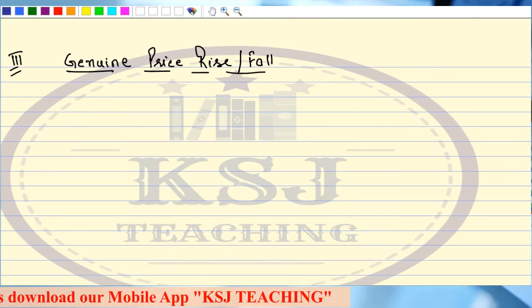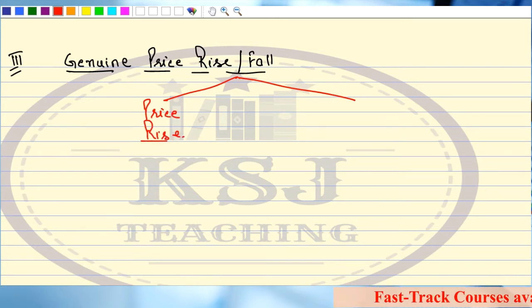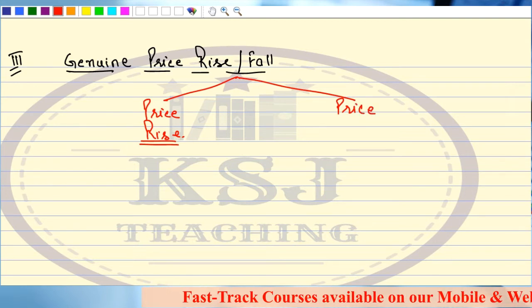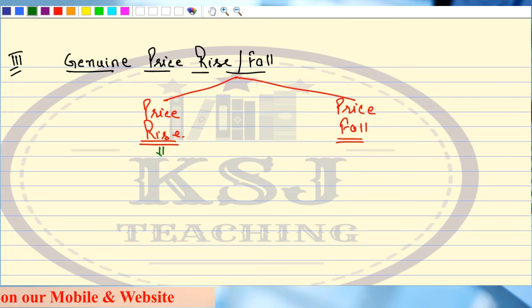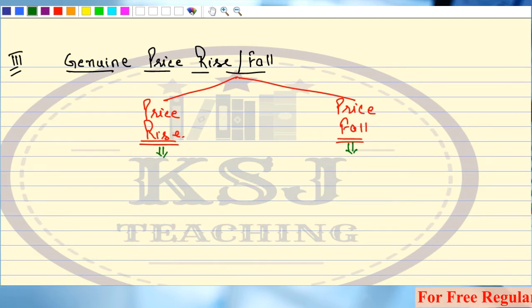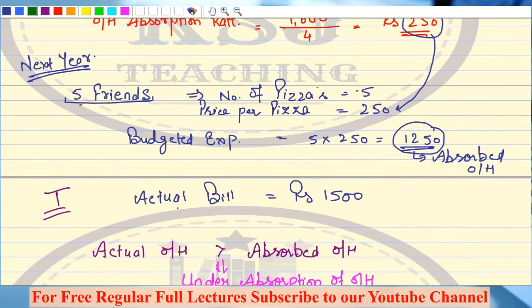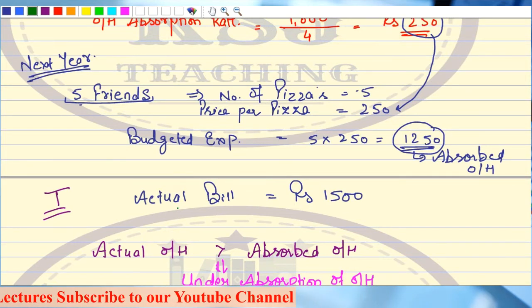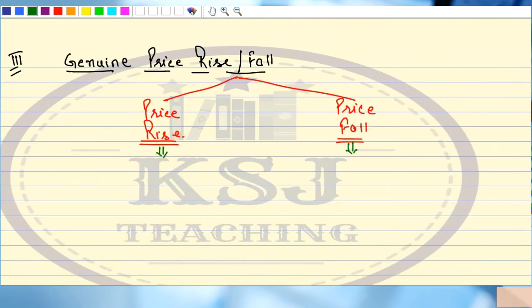So I have written genuine price rise or fall. There can be two cases. One is price rise, and the other one can be price fall. Now, in case of price rise, what will happen? And in case of price fall, what will happen? Under or over absorption? In case of price rise, just imagine from the example. Your actual expenditure, your actual overheads, will be more than the absorbed overheads if there is a price rise, right? So in this case, under absorption, and the vice versa. So in case of price rise, there will be an under absorption of overheads.